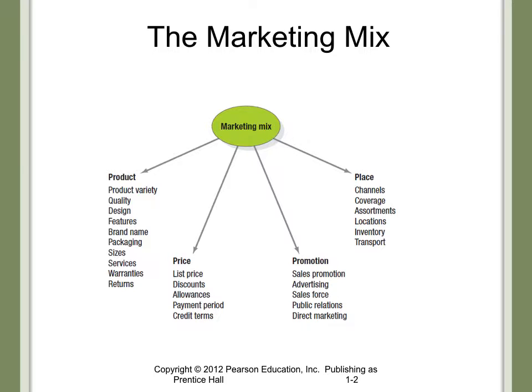Rather, it also includes things like discounts, whether they be volume discounts or whatever, allowances, payment periods, payment cycles, and actual credit terms. An example of that is you often get a discount if you pay in the first 10 days rather than taking the 30 to 60 days that you otherwise might be offered.